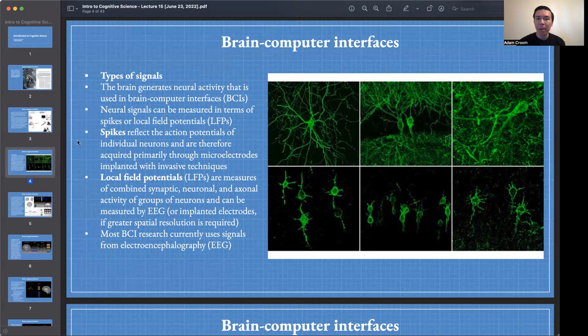Spikes reflect the action potentials of individual neurons and are therefore acquired primarily through microelectrodes implanted with invasive techniques. Local field potentials, on the other hand, are measures of combined synaptic, neuronal, and axonal activity of groups of neurons and can therefore be measured by EEG or by implanted electrodes if greater spatial resolution is required. Most BCI research currently uses signals from EEG, or electroencephalography.